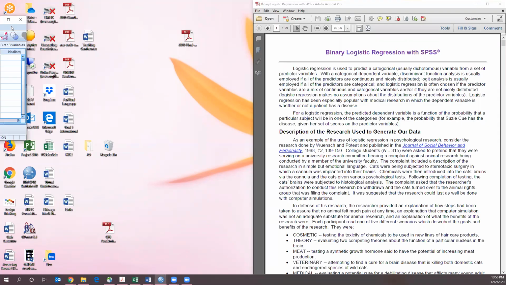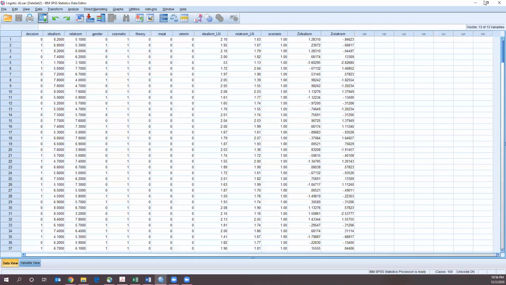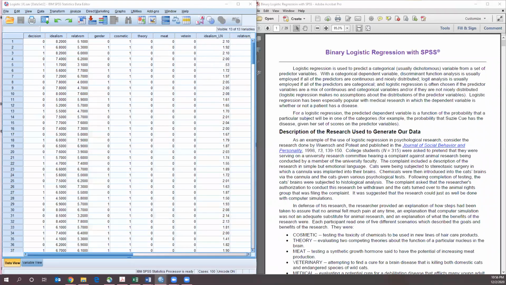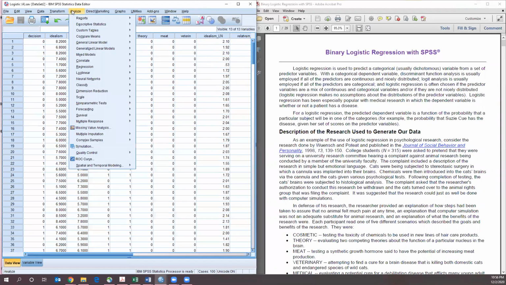All right, so here is our logistic regression. So this is the data set, which is embedded in there for you. And then we are going to run our logistic regression. So the way we're going to do that is we're going to go to Analyze, Regression.